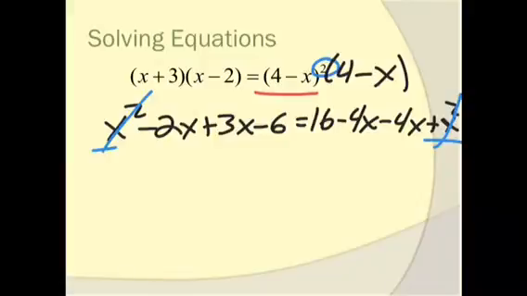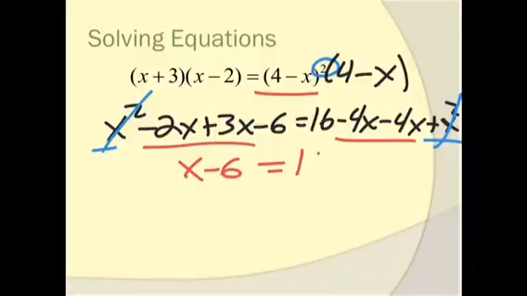At this point, I'm going to clean things up. On my left side, I have 2 x values. When I combine those, I get a positive x minus 6. And on the right side, I also have 2 x values. So when I combine those, I get a negative 8x. At this point, I now want to combine like terms across the equation. So I'm going to add 8x to both sides.